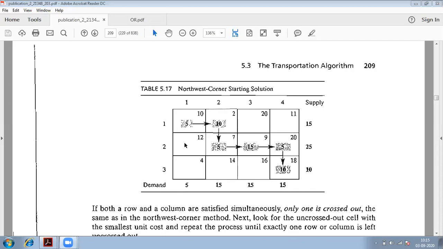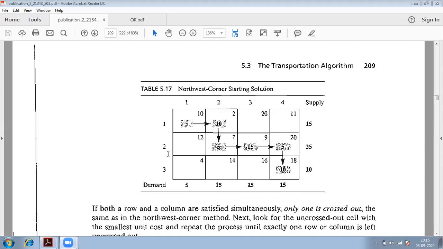First column is balanced, first row is balanced. Second column is balanced, second row is balanced. And again, third column is balanced with 15, and second row is also completely balanced. Now it comes to the third row, the last cell is left out. If you add 10 to balance it, 5 plus 10 is 15, and it is 10, it is a balance.